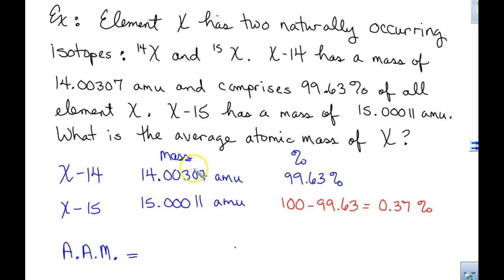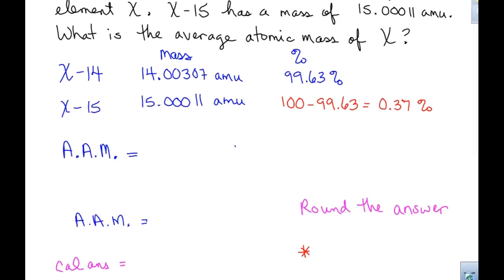See, now we have all the numbers that we need to plug into the formula that we had earlier. Okay, so let's see. I gave you the percent first. Really and truly, it doesn't matter if you do the percent or the mass first because multiplication is commutative. You get the same answer whether you do 6 times 3 or 3 times 6.